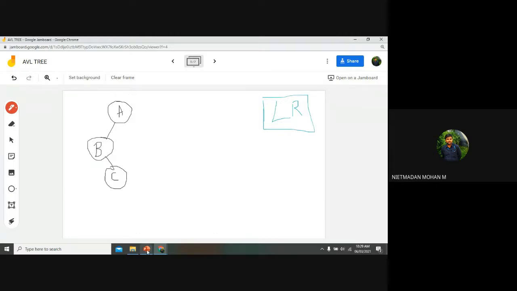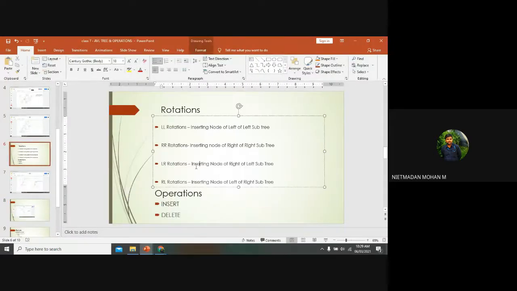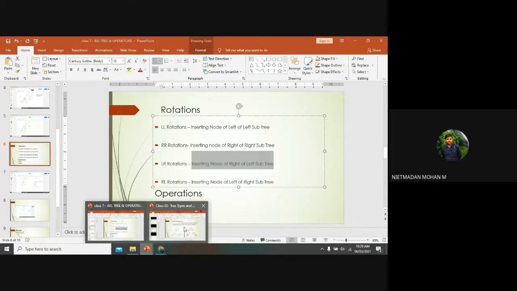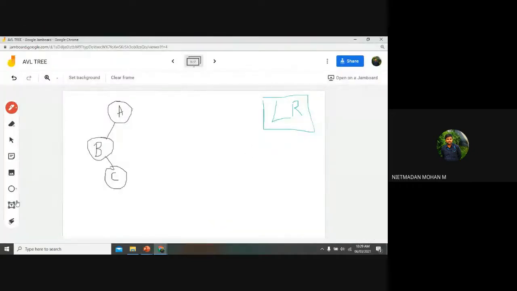So what is meant by LR? Inserting a node in the right of the left subtree. So that is the process. This is a two-step process. When the inserted node is on the adjacent side, it will be a single step. If it is not in the adjacent side, then this will be a two-step process.